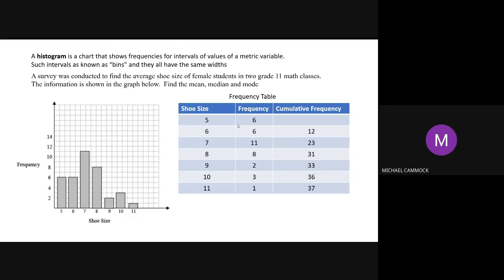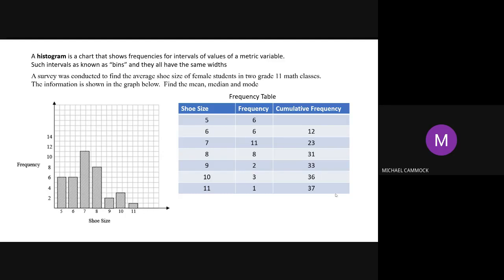It's the same information from the table. The cumulative frequency column, which I put in, is when you add the numbers in the table as you go down. So you take this plus this first to give you that number. Then you keep adding the next number to give you the next number. Adding the next one to give you the next number. This 2 to the 31 gives you 33. That 3 to the 33 gives you 36. It's called a cumulative frequency.